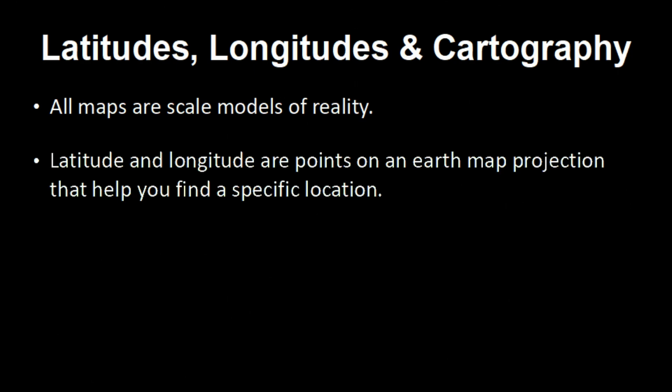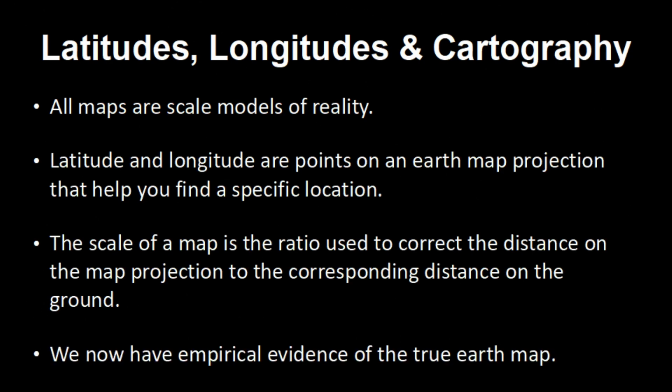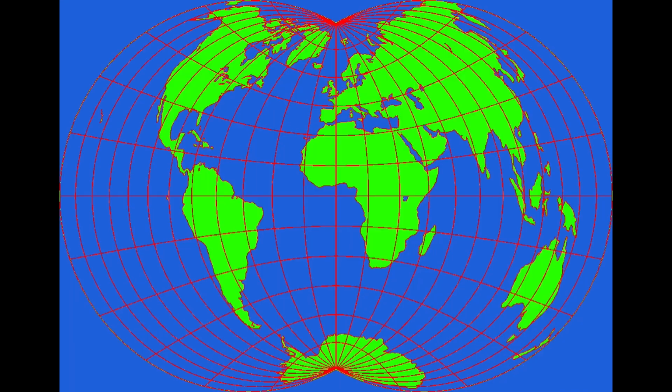Latitude and longitude are points on an Earth map projection that help you find a specific location. The scale of a map is the ratio used to correct the distance on the map projection to the corresponding distance on the ground. We now have empirical evidence of the true Earth map. The following is a series of Earth map projections.